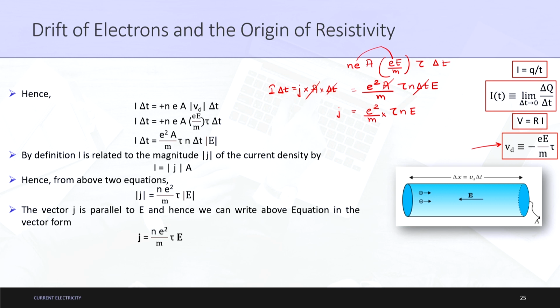So, the vector j is parallel to E, and hence we can write the above equation in the form j = n e² τ / m times vector E. So, we can just put j like this. Here bold letters denote vectors, but in writing we can't use bold letters, so we use a cap sign here. So, this is for vector notation.